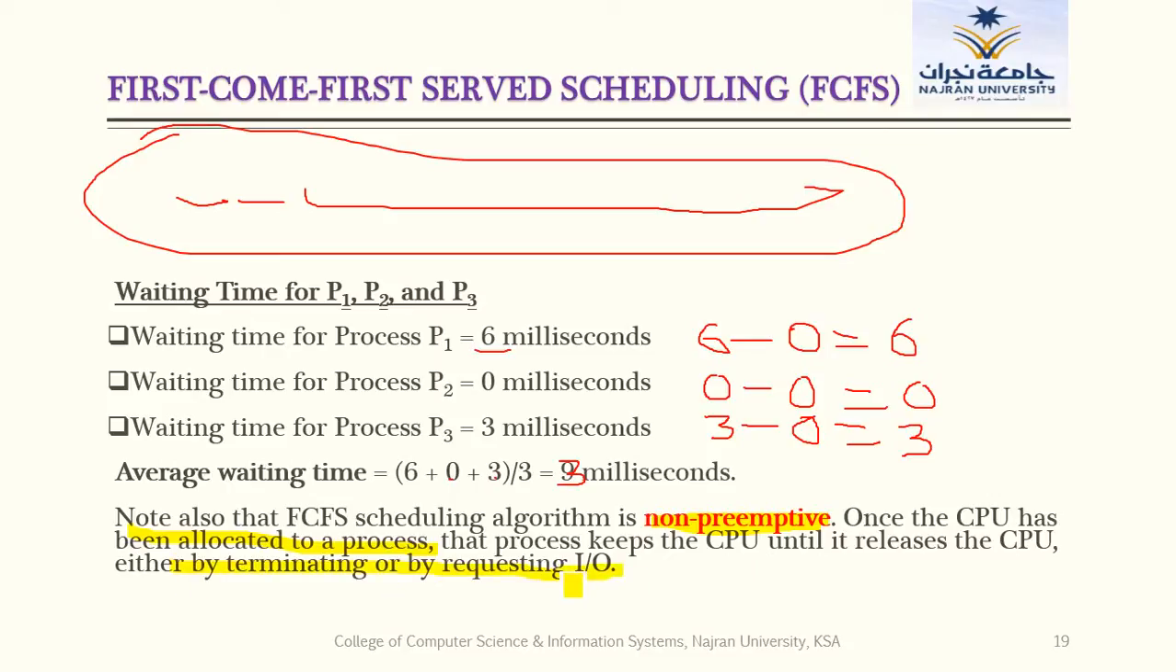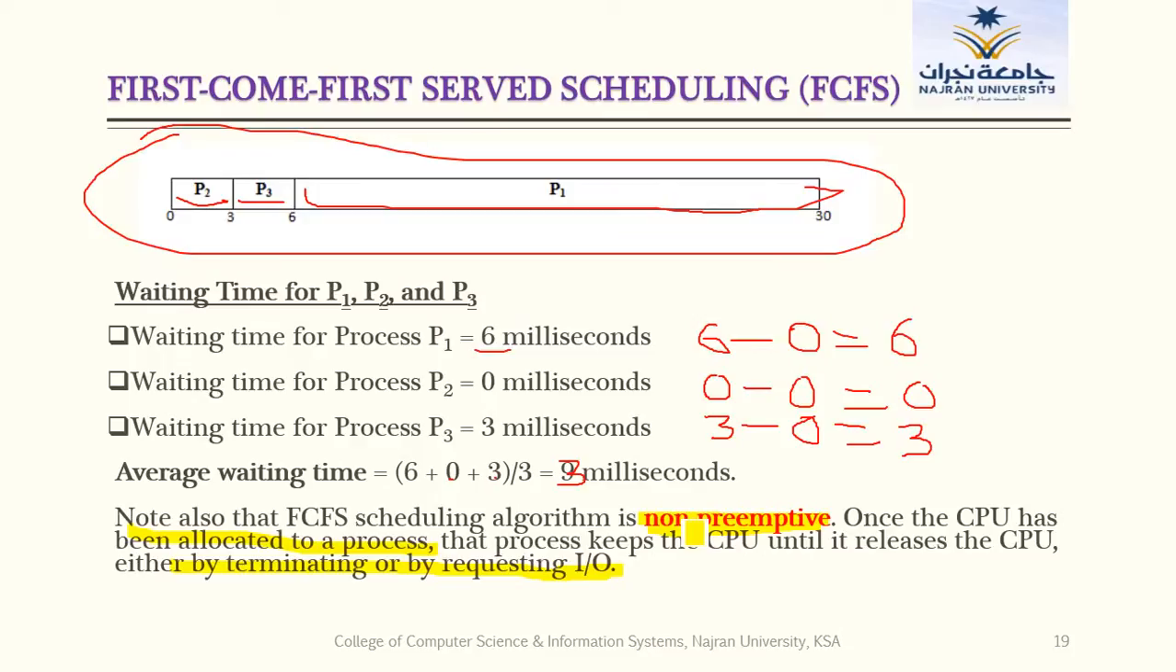Voluntarily, if he is releasing because he needs some other resources like I/O devices, or he finishes his work and is terminated, he exits from the system. Otherwise, we are not able to take the control back by force.